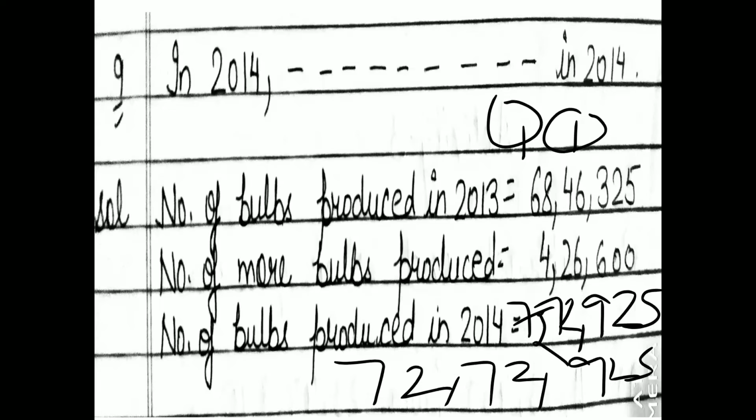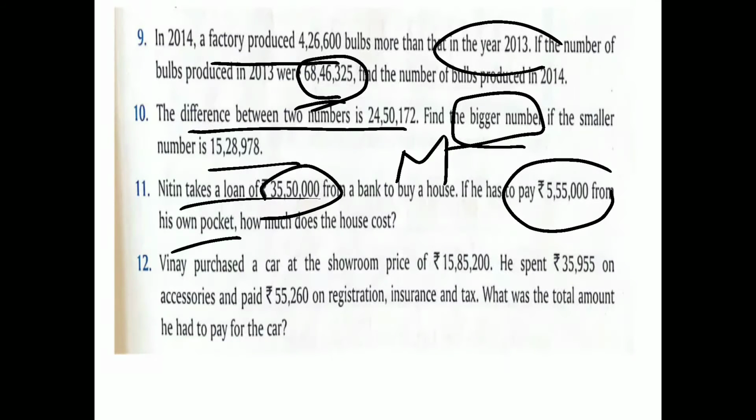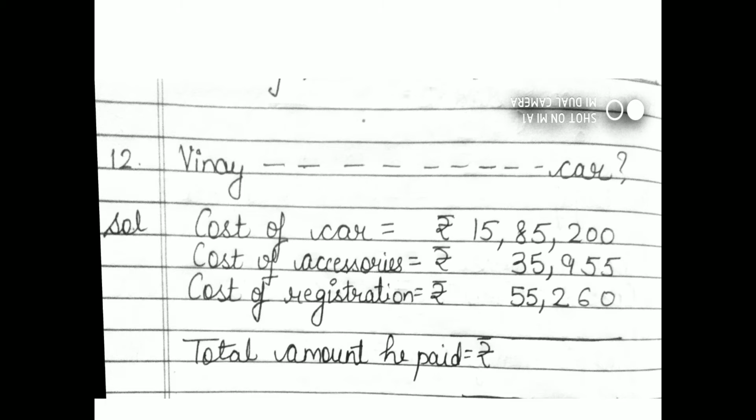Question number 12 tells us that there is a Vinay who purchased a car at a showroom price. Clear? 15,85,000. He spent on accessories, meaning after purchasing the car he paid more money on accessories of the car. Then he also paid the registration, insurance, and tax. So what will be the total amount of the car? For that also we do plus. So now you add the cost of the car, cost of accessories, cost of registration, then the total amount he paid.